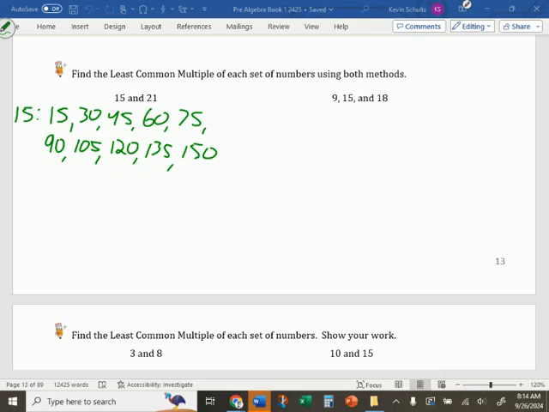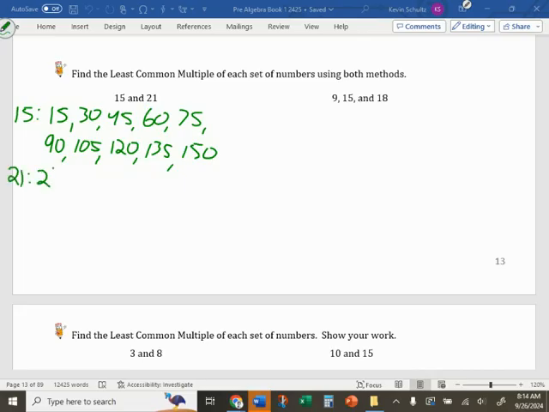How do we know when we should stop? We really don't know, because we don't know where these two lists are going to cross. But we went out 10, which is a good start. We'll see what 21 gives us, and we'll go from there.